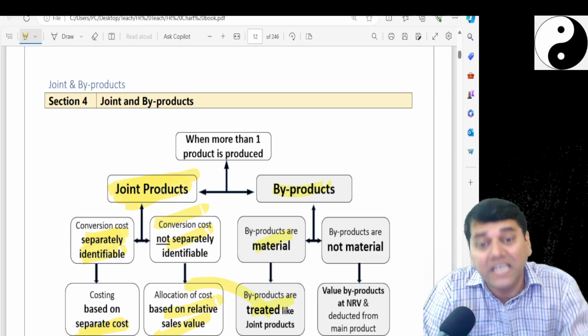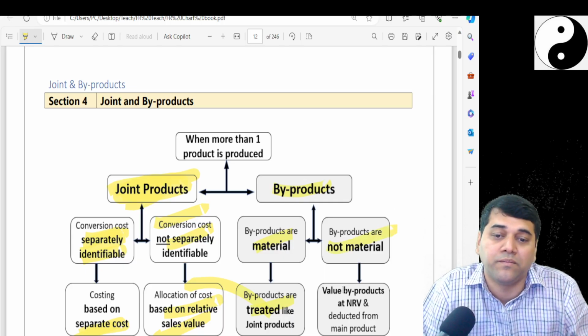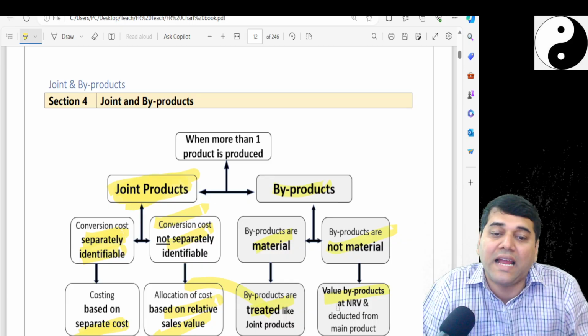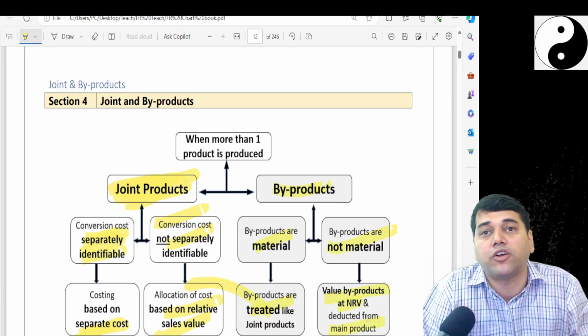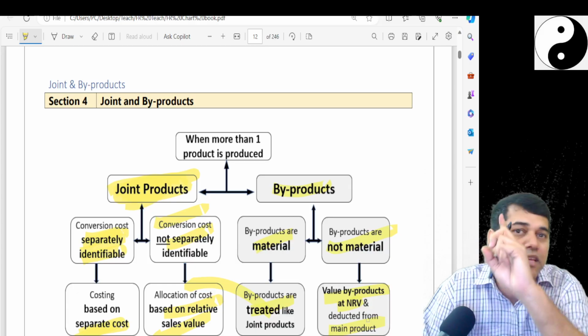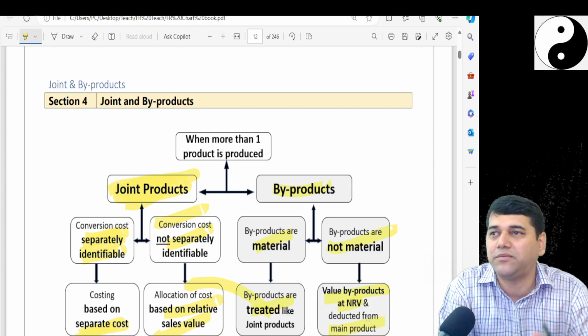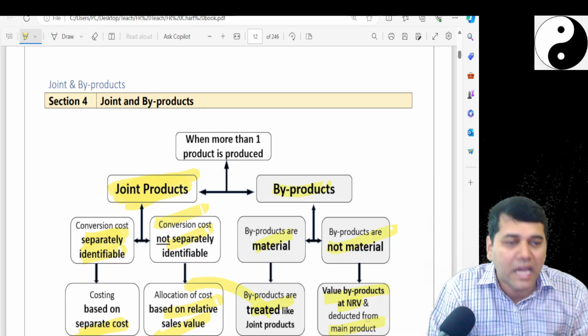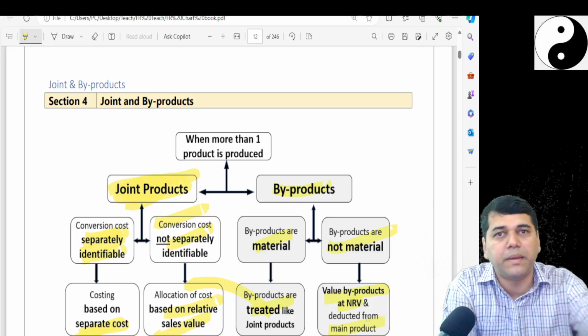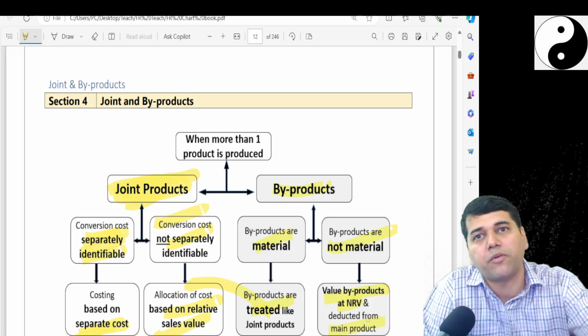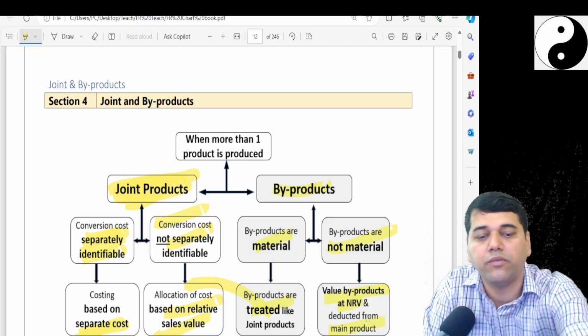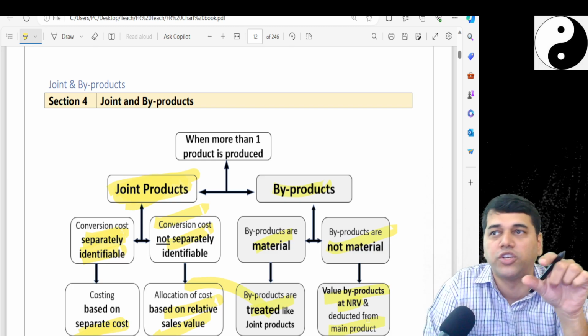But if it is really not material, then value the byproducts at NRV and deduct it from the cost of the main product. It's like a scrap sale. In one of the problems we did first, material cost, like I am doing those gift card items, I am cutting. While I am cutting, some paper pieces will remain. That's my byproduct.